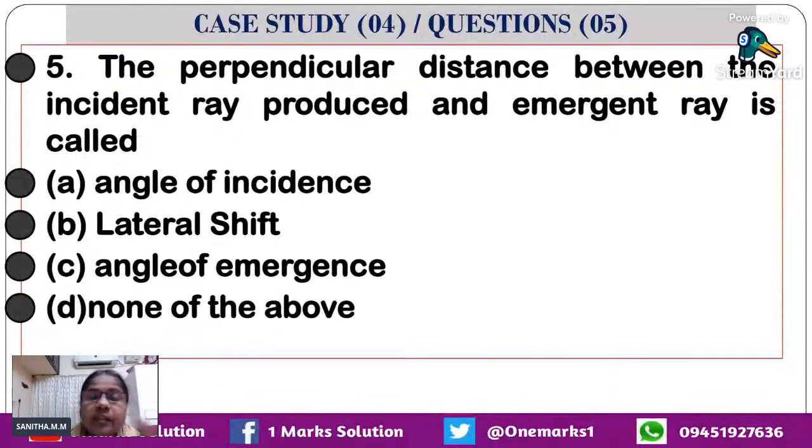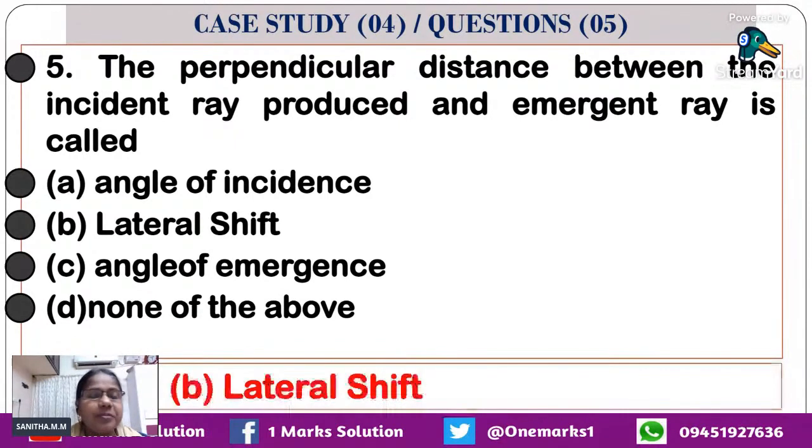The perpendicular distance between the incident ray produced and the emergent ray is called what? Just now we have mentioned the name of that. The perpendicular distance is very important. We can't take simply the distance between the incident ray produced and the emergent ray. We have to take the perpendicular distance only, and we call it lateral shift. That is the option B.